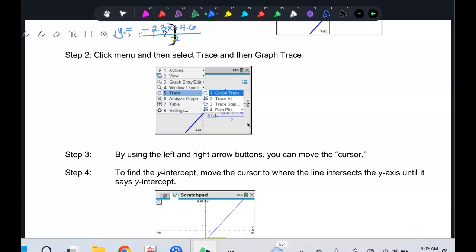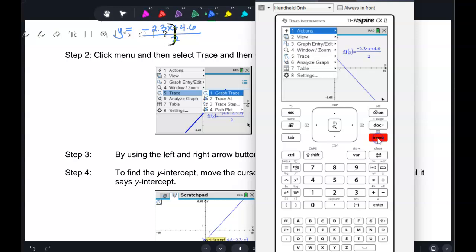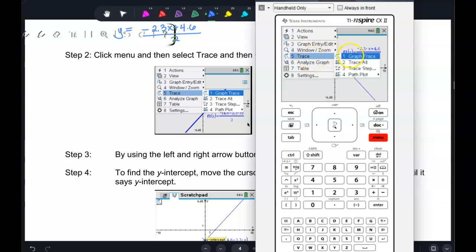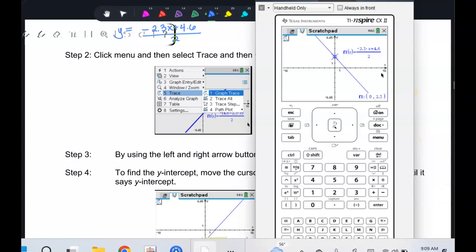Menu, graph, trace. Do you see trace? Okay, that should give you a nice little blinking circle with an X in it. Do you see it? Perfect. But you already graphed number two. You didn't graph the line. You gotta graph this.